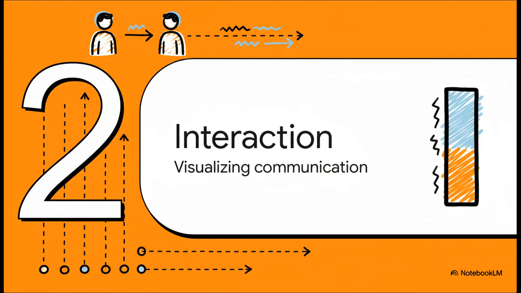Okay, moving on to section 2. Now we get to see how these components actually talk to each other. We're going to look at messages and activations. This is all about visualizing communication and showing when an object is actually busy doing work.